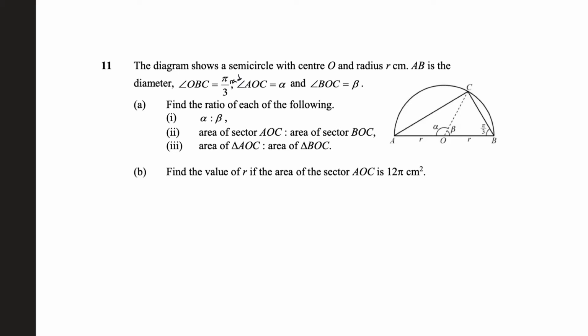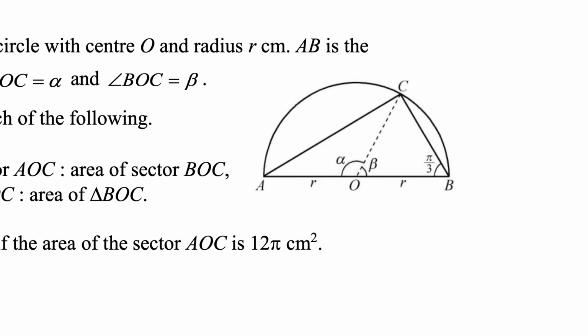Angle AOC is alpha, so let's call this alpha. And BOC is beta. So these are just like x and y, variables, unknowns. Find the ratio of each of the following. Alpha is to beta. Right off the bat, it's hard to see how they're related, but we need to analyze the diagram first. So what can we see?